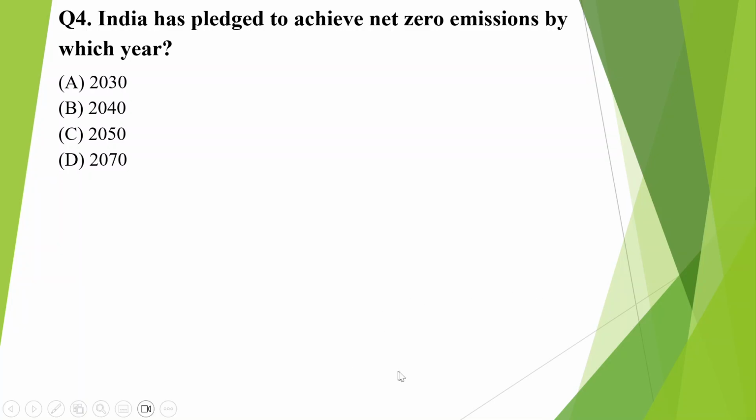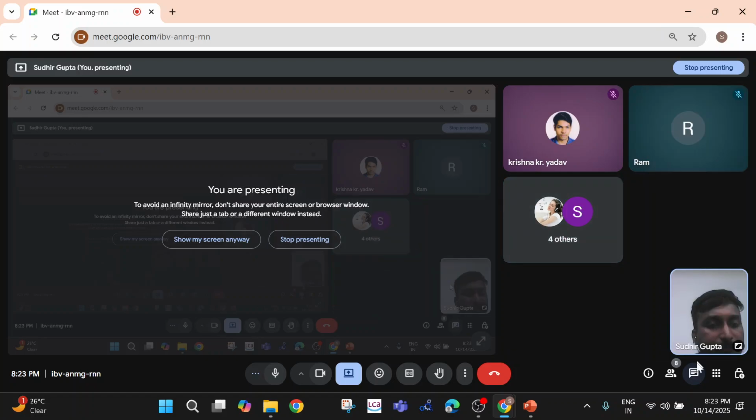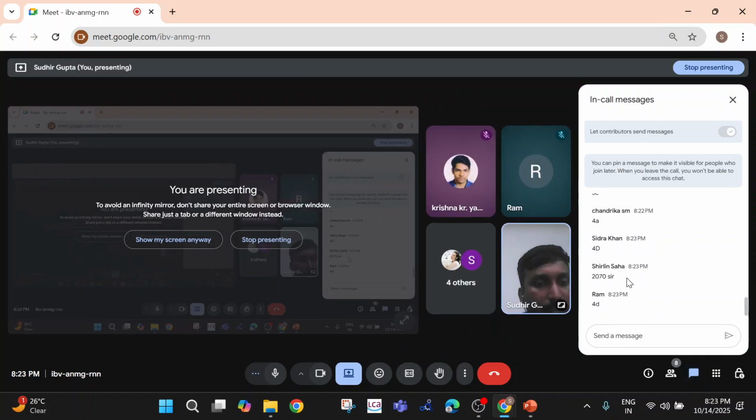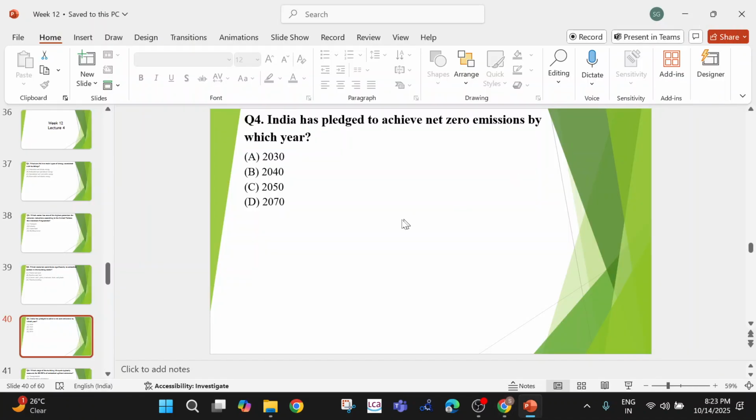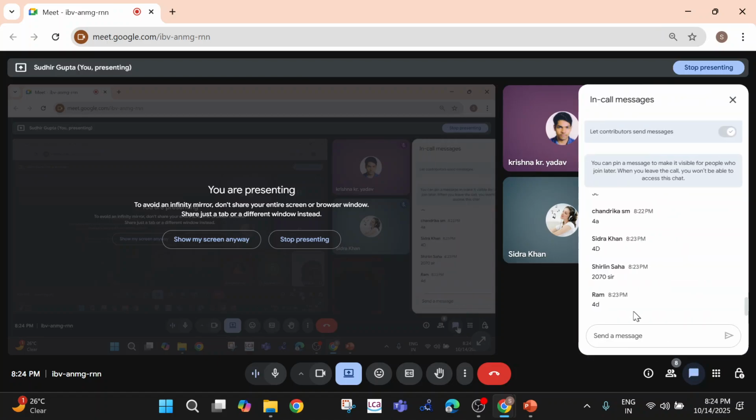This is a very straightforward question. If you can recall, then you can easily answer it. It won't take much time. Chandrika has already given her answer, but she was incorrect. It's not A. Sidra Singh 4D, 2070, Silene Singh, Ramesh Singh 4D. Others who have marked 4D are correct. It's 2070. India has pledged to achieve net zero emissions by the year 2070. That was told to you at the COP26 meeting. Is it clear now? Everybody is able to recall?